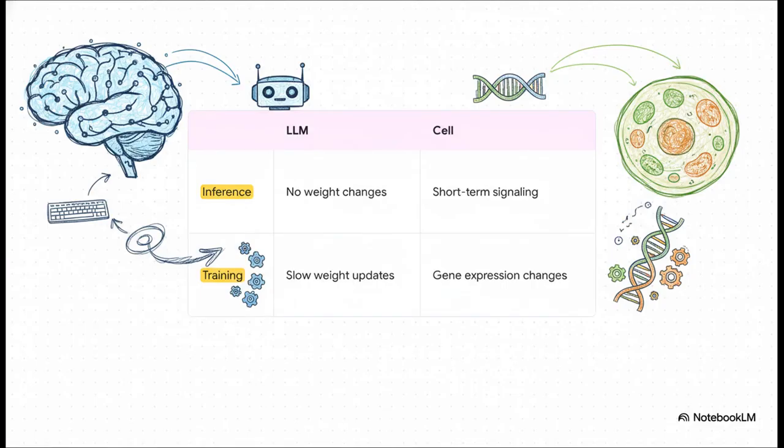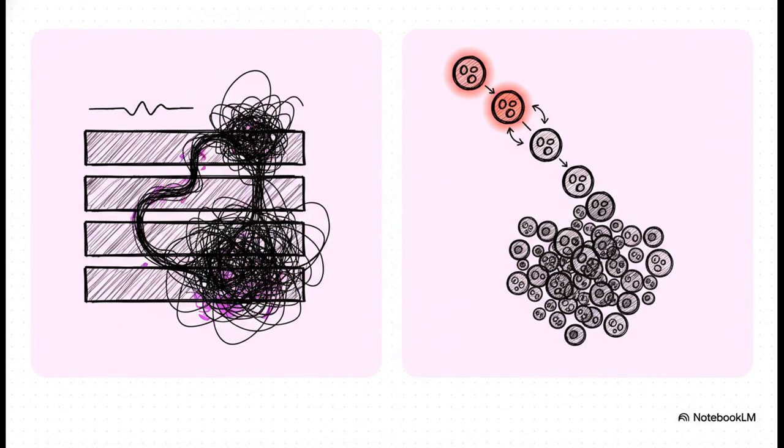Think about memory. When you're chatting with an LLM, that's called inference. The model isn't changing its core programming, it's just running it. That's exactly like a cell's day-to-day signaling. It doesn't rewrite its DNA every second. But training an LLM? That's the slow, incredibly expensive brain surgery where you actually change its fundamental weights. And that is the perfect analog for a cell changing its gene expression, a slow, risky, fundamental change to its core identity.